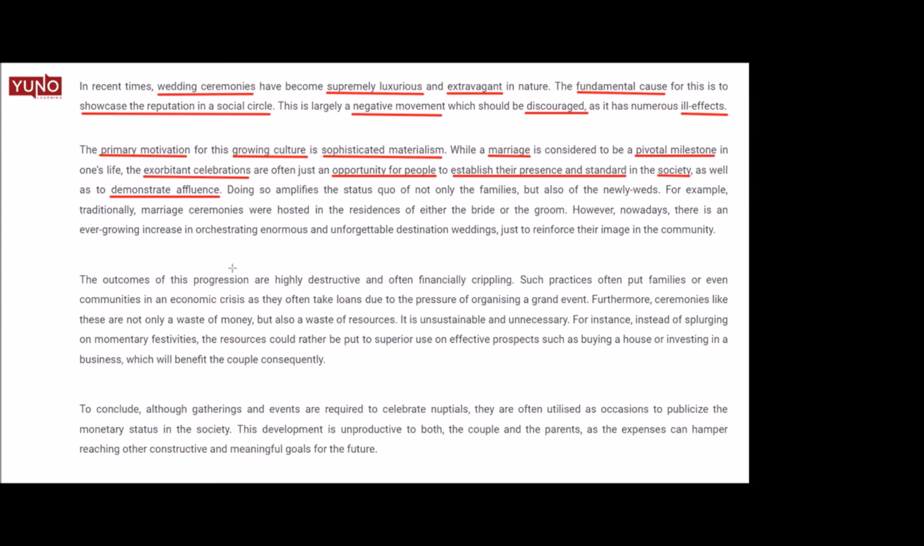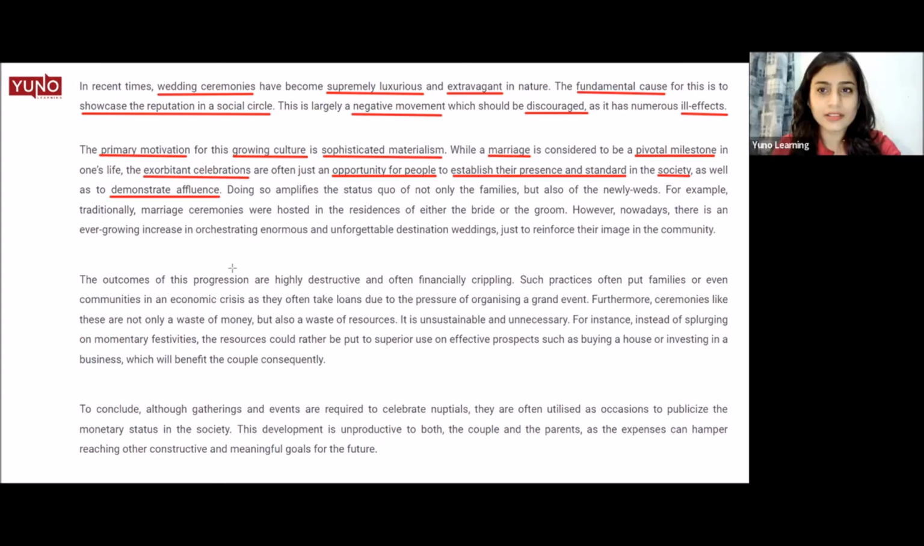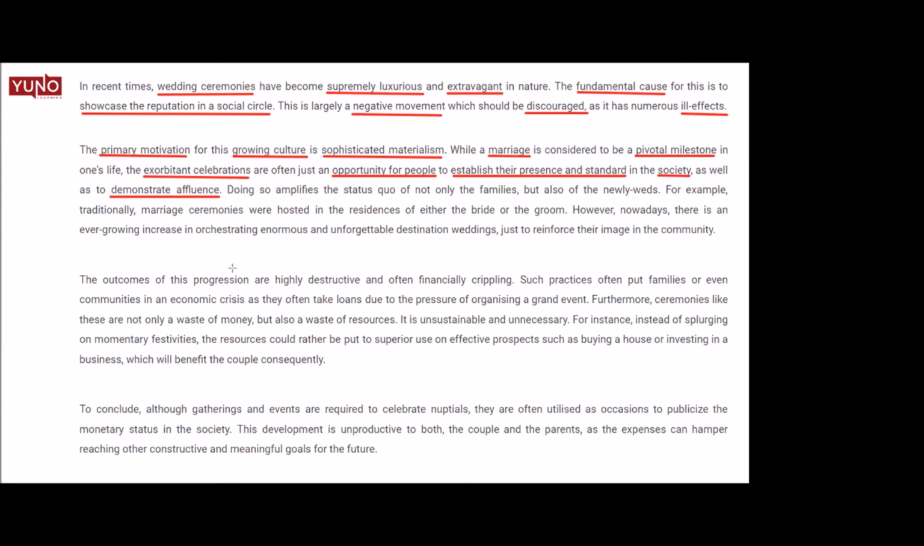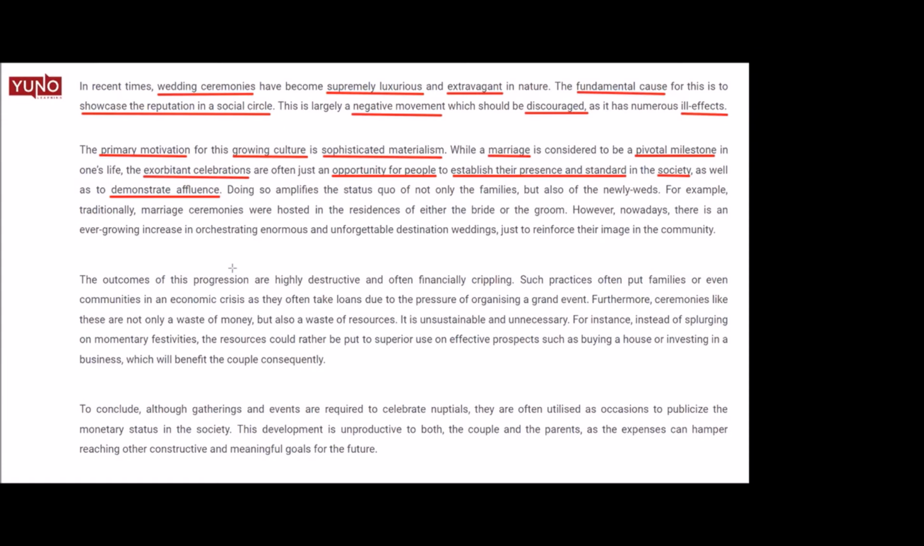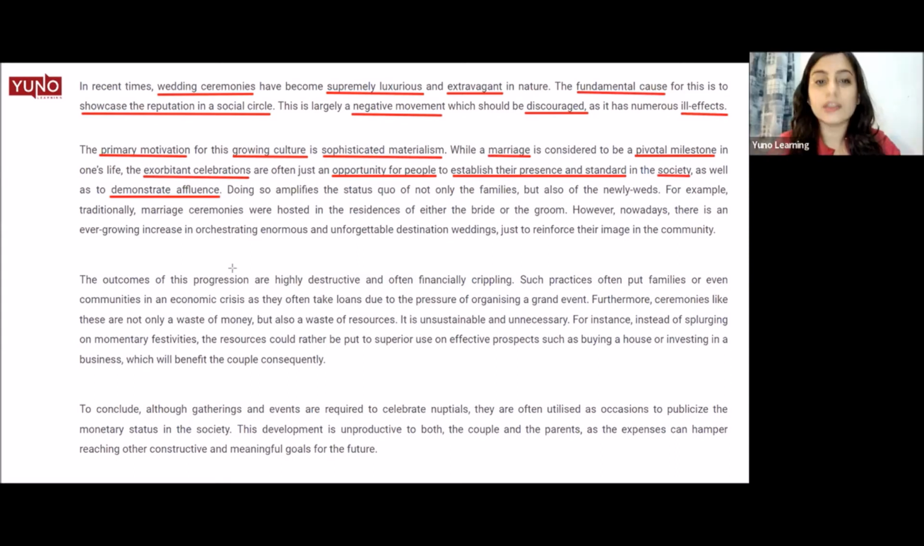This is to show off their wealth. To show affluence means the riches, the wealth. So to demonstrate affluence, to show off the money, to show off the wealth which I have. That's what it means, to demonstrate affluence. So we can see that very simple terms have been made elaborate just by the change of words. That is exactly what you should do.